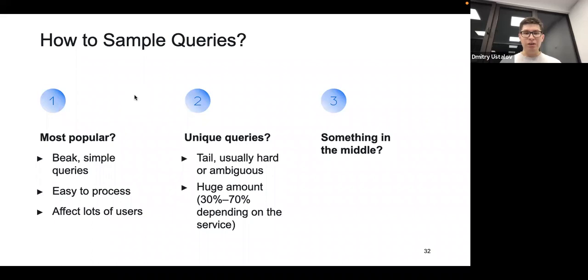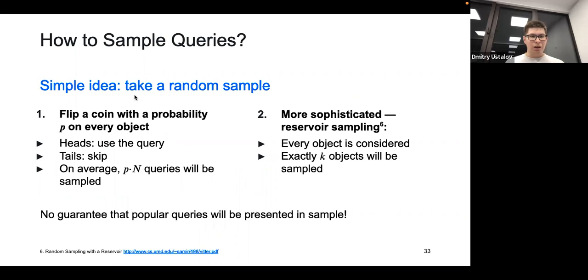If you focus instead on the long tail, you will handle very difficult cases. You will do something really non-easy and it will handle this long tail, but most users might not see it. So the truth is somewhere in the middle. And the idea is you can use a few strategies for this. First, you can flip a coin at every object and you can sample P times N objects, P times N queries for which you produced all those lists. Then there is no guarantee that the popular queries will be there. You can instead use reservoir sampling that offers the guarantee that you will get exactly K objects. So you get exactly K objects instead of average number of objects, but no guarantees again.